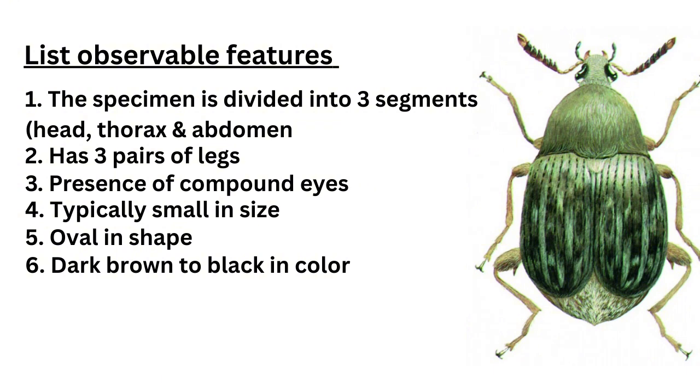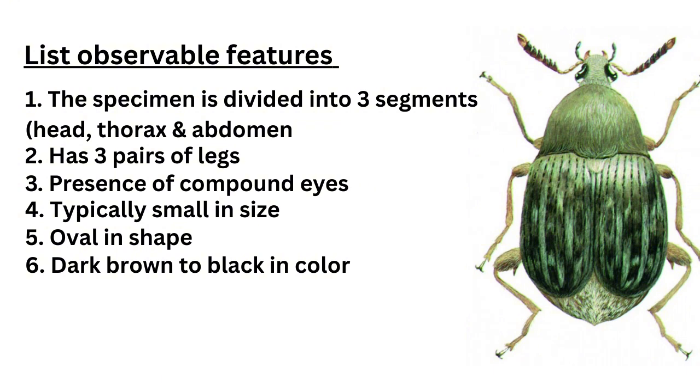You can also be asked to list the observable features of specimen A, and the first one here is that the specimen is divided into three parts or three segments, which is the head, the thorax, and the abdomen. Number two, it has three pairs of legs, or you can say it has three pairs of jointed appendages. Three, there is a presence of compound eyes. Number four, it is relatively small.